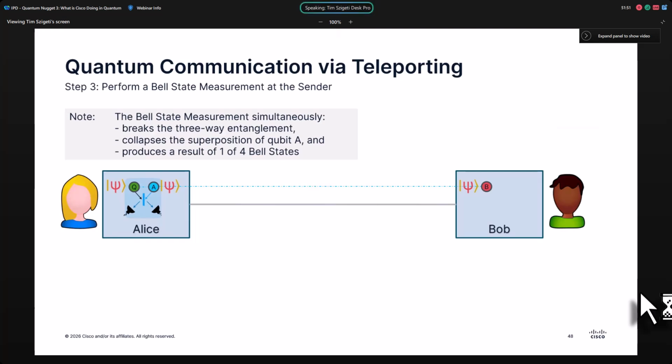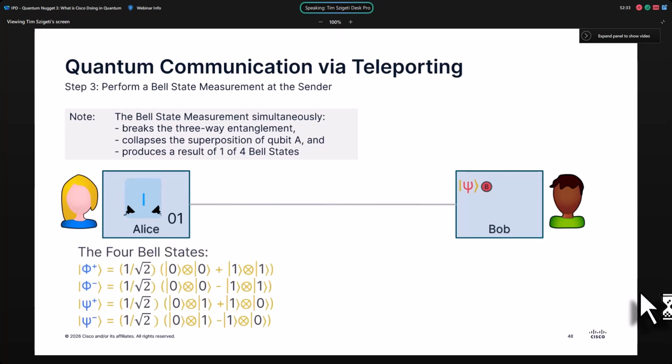We don't want to make a measurement on Q, because we'll lose our quantum information. But we can make a measurement on A, an indirect measurement called a Bell state measurement. That gives us an indication of what its state was at the moment of entanglement. Basically, we need to know how to remove that noise, because right now B contains signal and noise. When we make that measurement, three things happen at the same time. We break the entangled relationship, and we collapse the superposition only of qubit A, because we measured qubit A. We did not measure qubit Q. And this gives us one of four Bell states, one of four maximally entangled states.